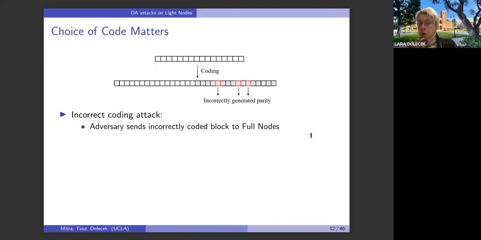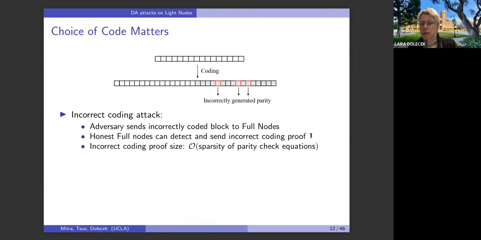So an adversary can also send incorrectly coded blocks to full nodes, and can do that by incorrectly generating parity chunks, which are those marked in red here. And honest full nodes can detect and send an incorrect coding proof, provided, of course, there aren't too many of these either. What this incorrect coding proof is really about is how many computations a node needs to do in order to figure out that something went wrong, or to conclude that nothing went wrong. And the complexity of those computations has to do with the sparsity of the parity check equations.